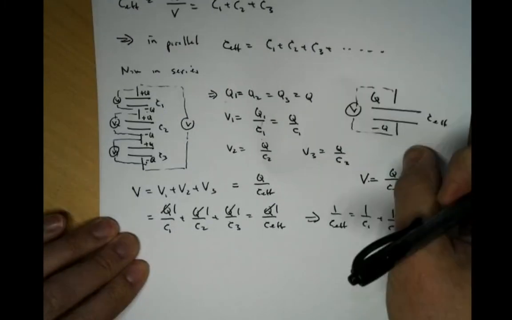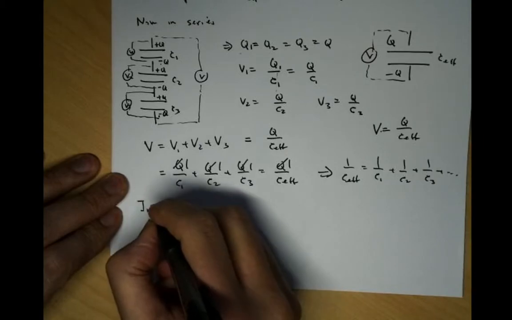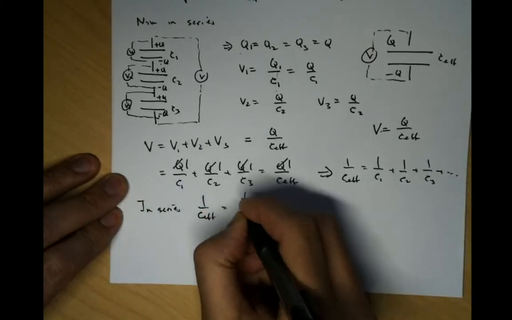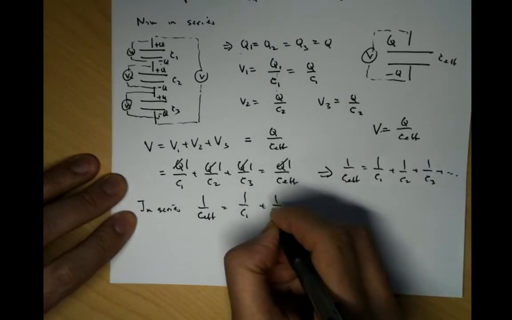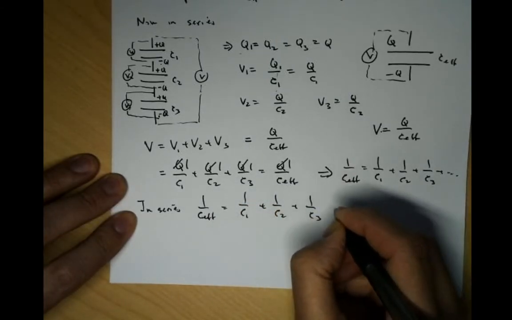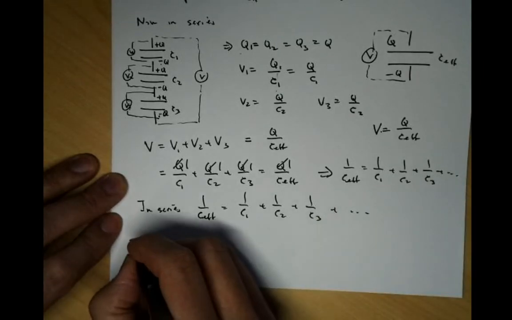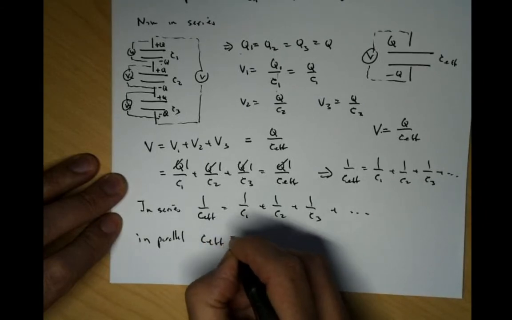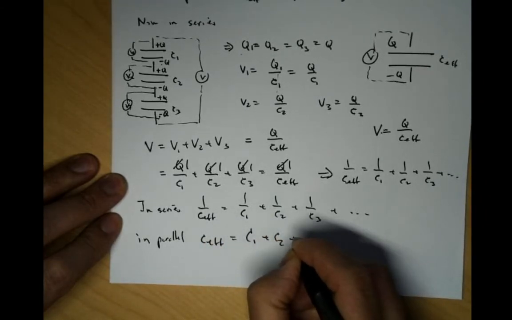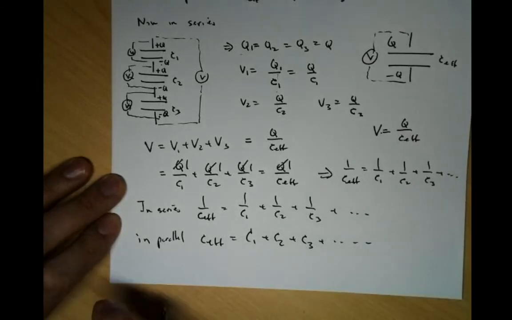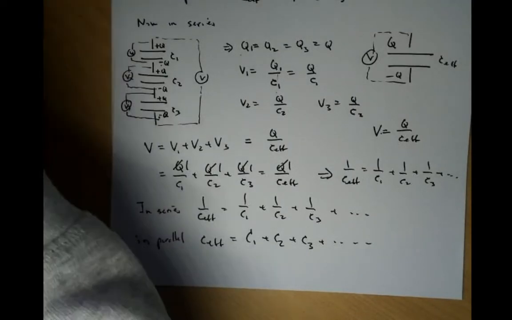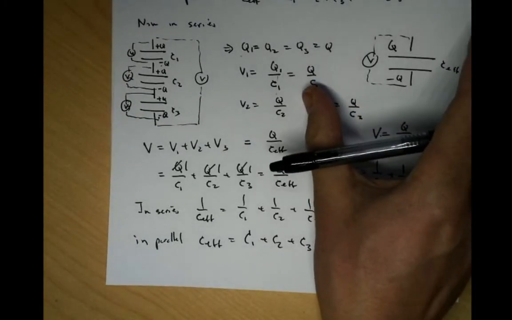So to summarize, in series, 1 over C effective equals 1 over C1 plus 1 over C2 plus 1 over C3 plus dot dot dot. And in parallel, C effective is equal to C1 plus C2 plus C3 plus dot dot dot. Okay? All right. So that's basically capacitors in a circuit.